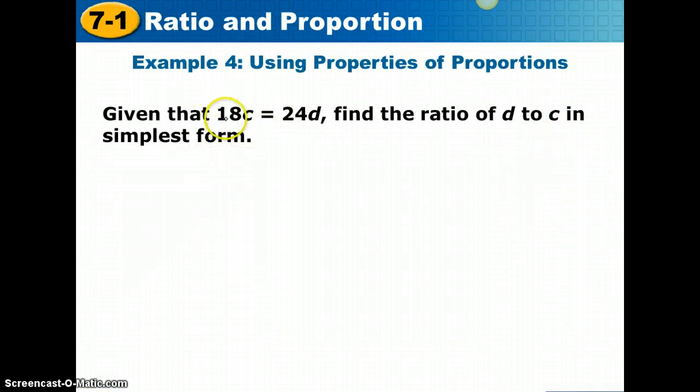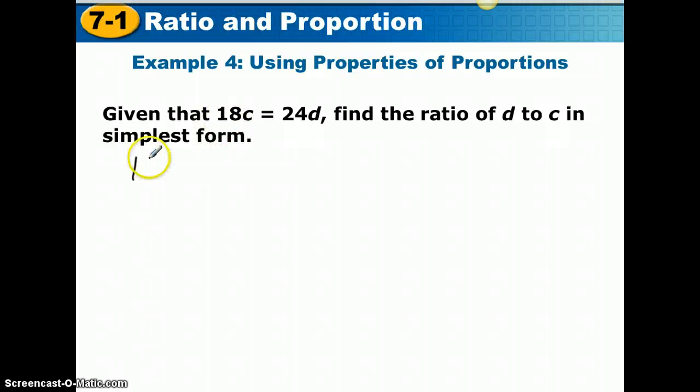So in example 4, we're given a cross product, and we want to find a specific ratio, d to c, in simplest form. That means we will have to reduce our fraction to its simplest possible form. So we're starting off with 18c equals 24d. I'm going to rewrite it exactly as it's written here.